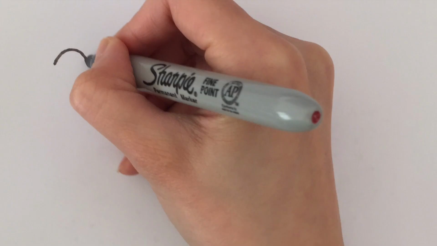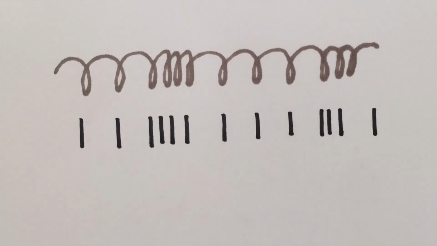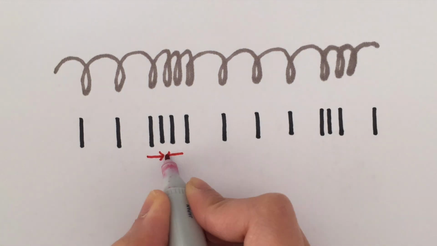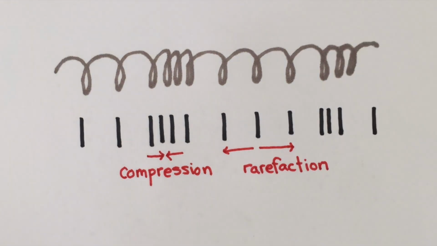But quite the opposite happens when you push a slinky back and forth. The particles move in parallel to the direction that the wave travels. You're observing what's called a longitudinal wave. Where the wave is squashed together in a longitudinal wave, we call it a compression. The region that's been stretched is called rarefaction.